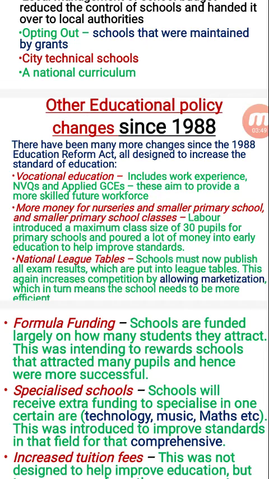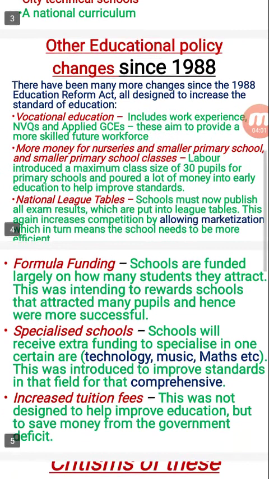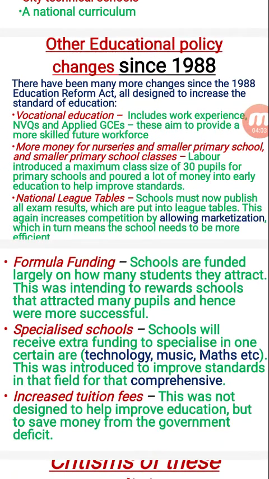More money for nurseries and smaller primary school classes. The Labour government introduced a maximum class size of 30 pupils for primary schools and poured a lot of money into early education to help improve standards.